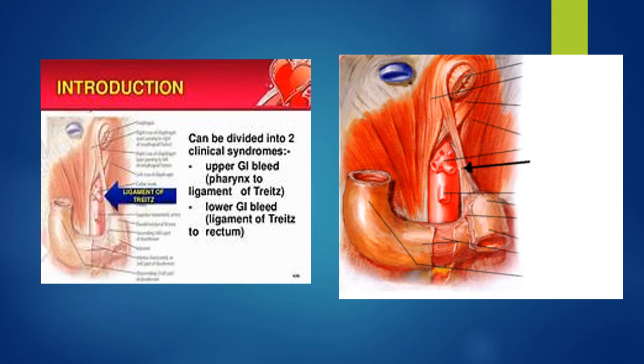This picture shows you a clearer view of the ligament of Treitz. This is the second part of the duodenum, third part, fourth part, and as it becomes the jejunum, it is attached to the posterior abdominal wall. So bleeding from anywhere proximal to this ligament will be considered upper GI bleeding, and anything bleeding below it is considered lower GI bleeding.